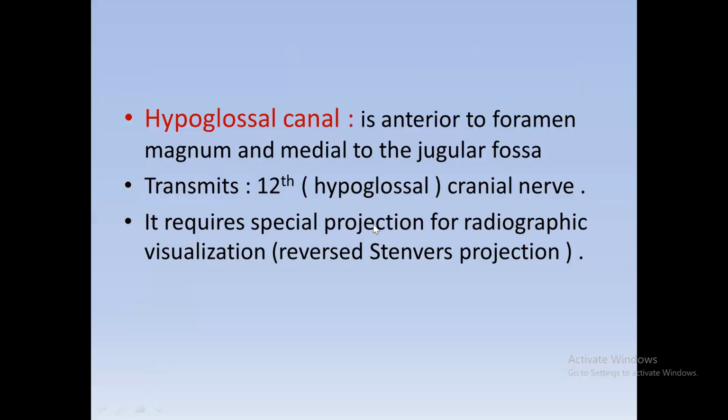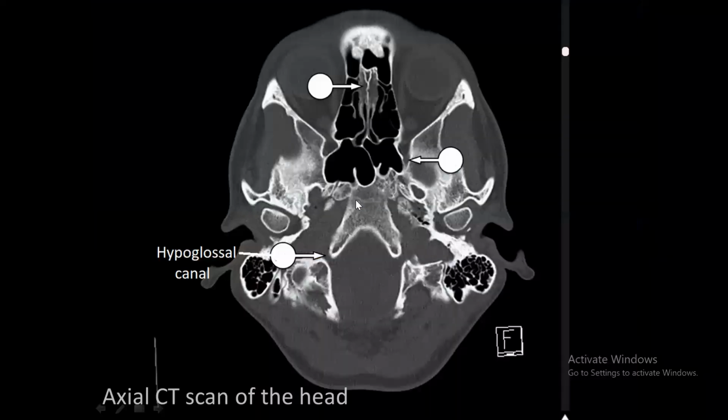Hypoglossal canal is anterior to foramen magnum and medial to jugular fossa and transmits the hypoglossal cranial nerve. It requires special projection for radiographic visualization, which is called reversed transverse projection. This is an axial CT scan of the head in which you can see clearly the hypoglossal canal.